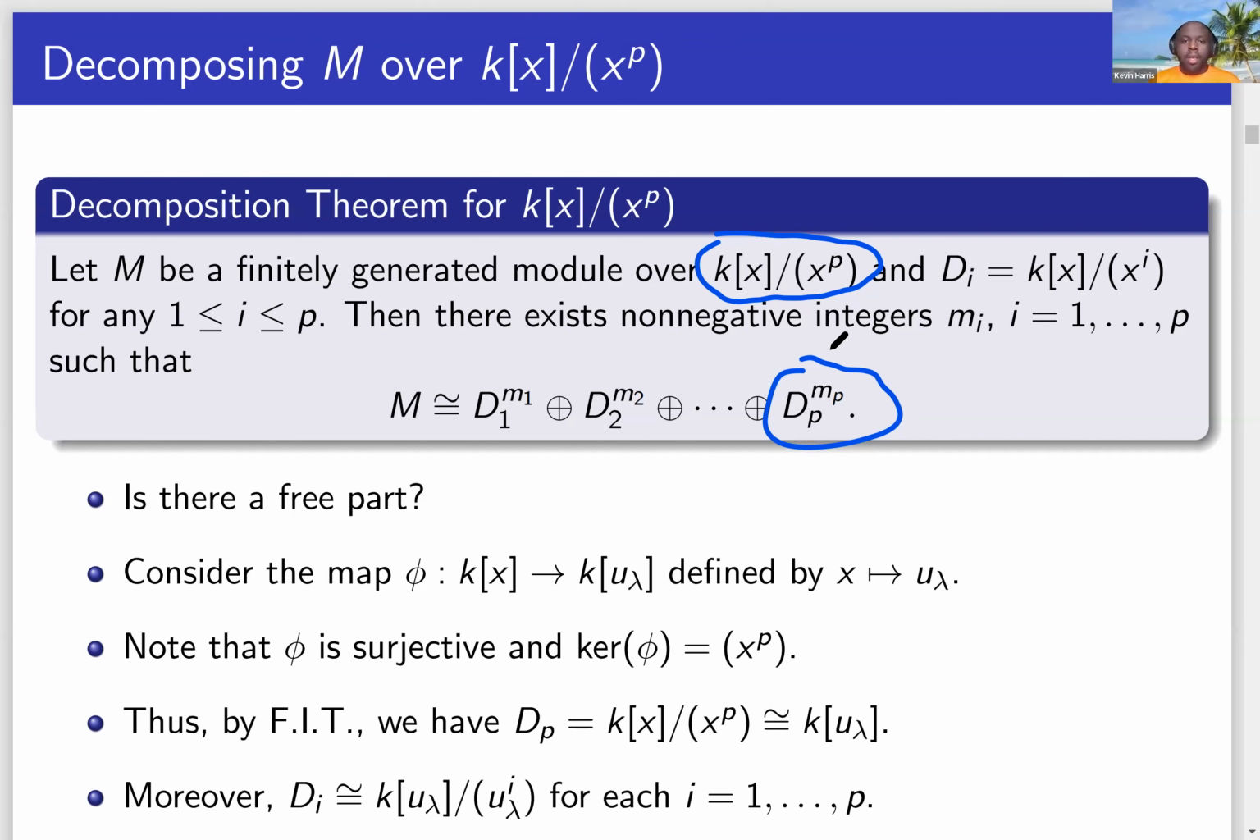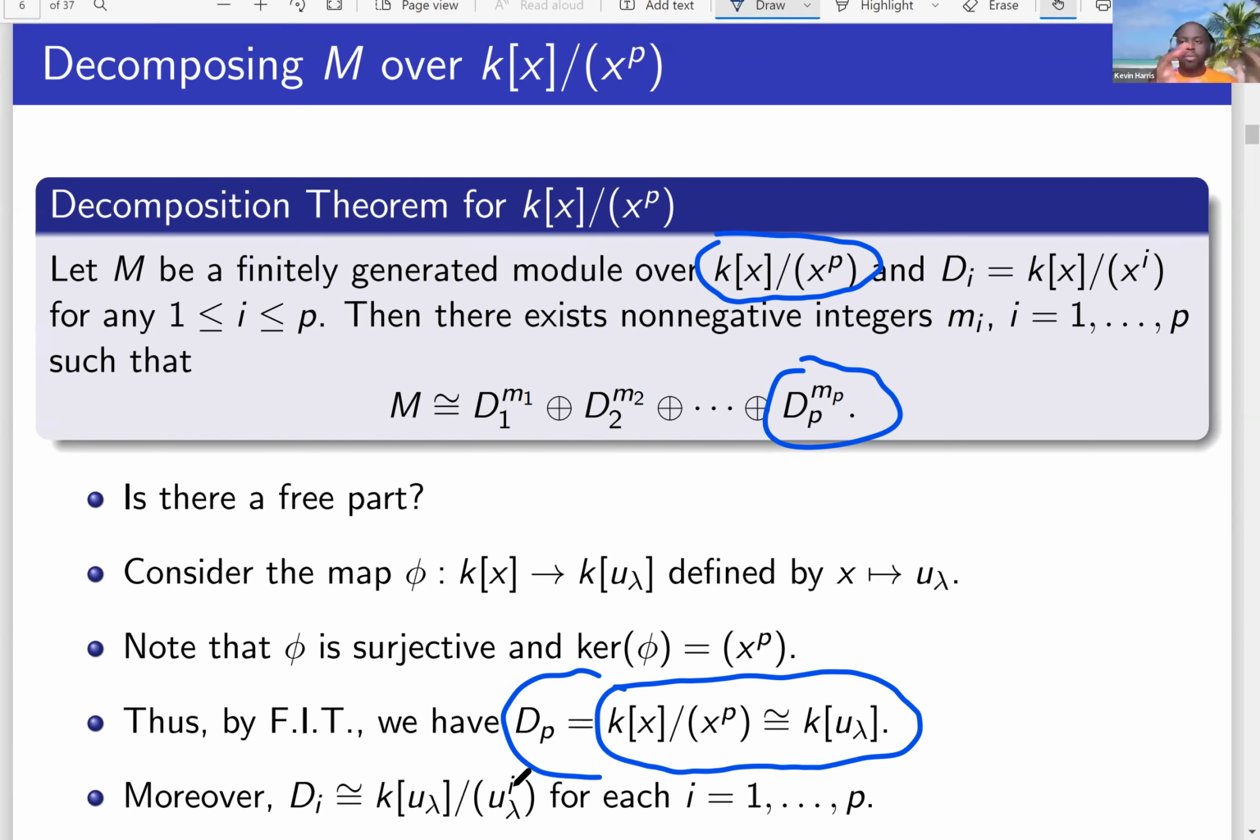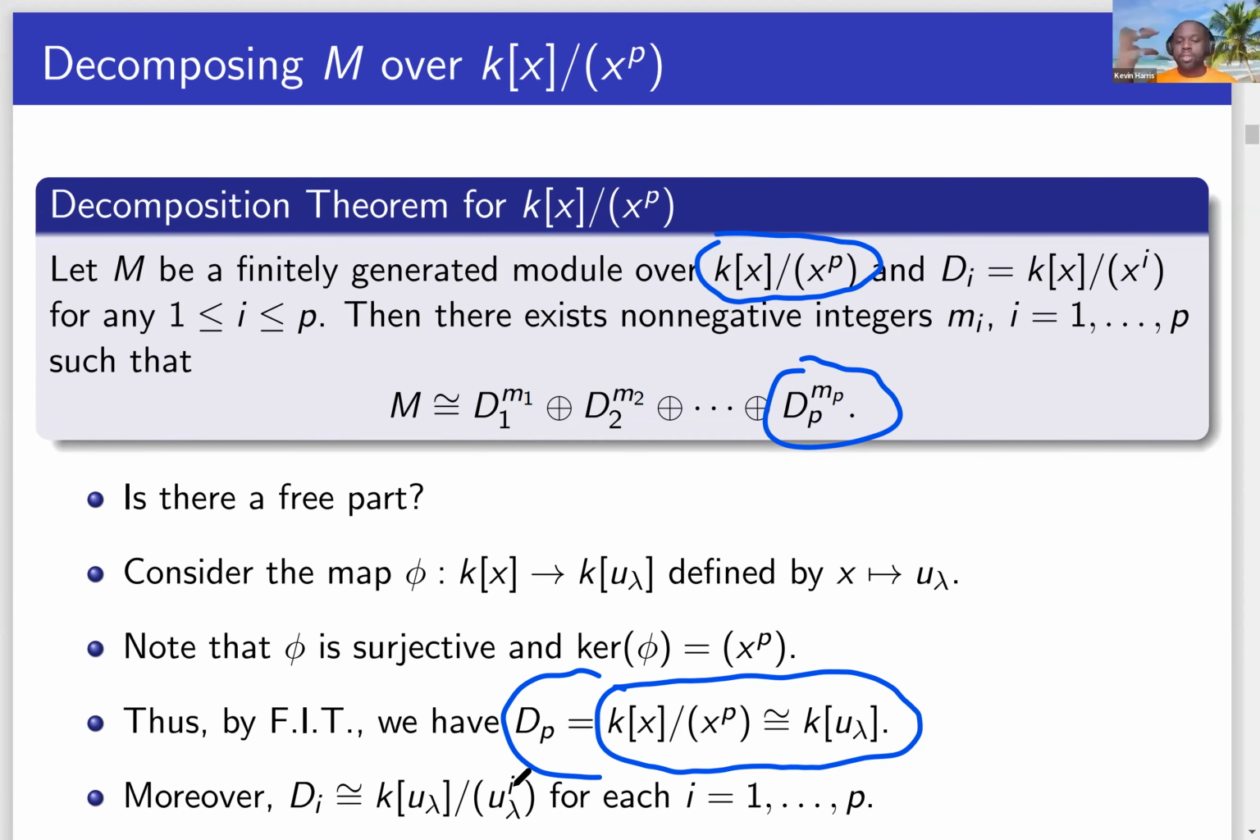Okay, and so another thing we want to point out is that this last part, I guess I should circle the D_P too, is isomorphic also to K[U_lambda]. Again, following from the argument up here. And then also each D_i is going to be isomorphic to K[U_lambda] mod out U_lambda to the i, really just from a change of variables. Instead of X, you're using U_lambda. So similar idea. Let me know if I'm ever going too fast or anything.